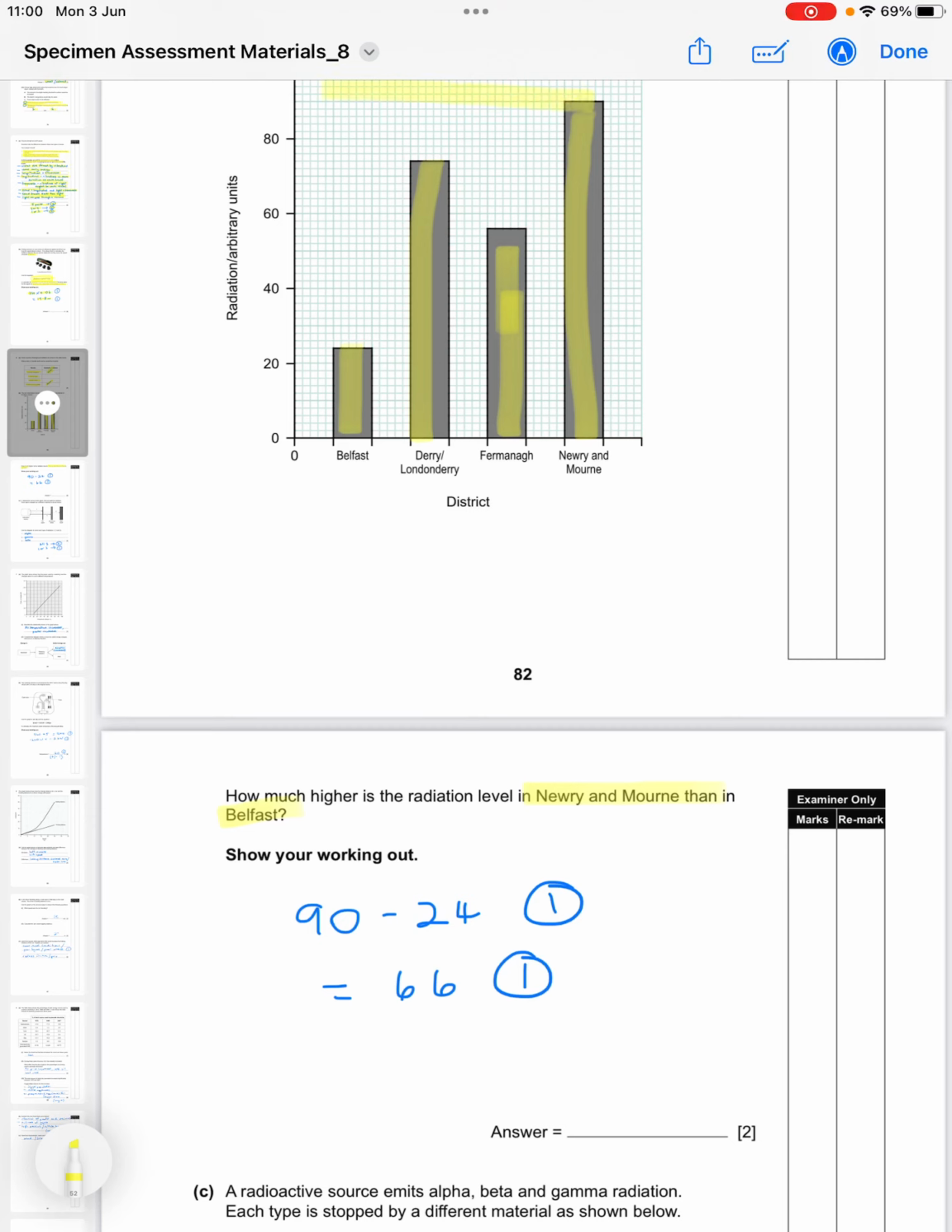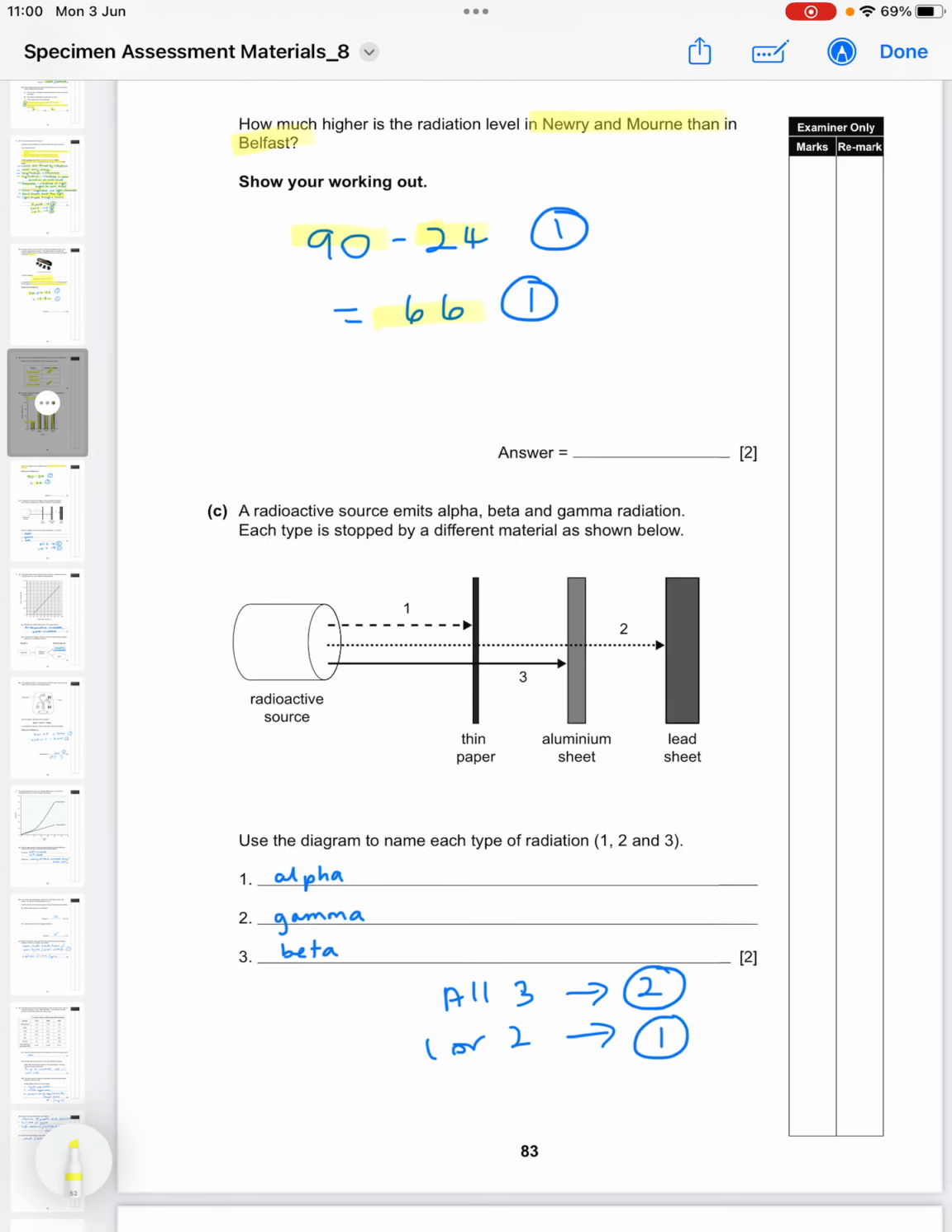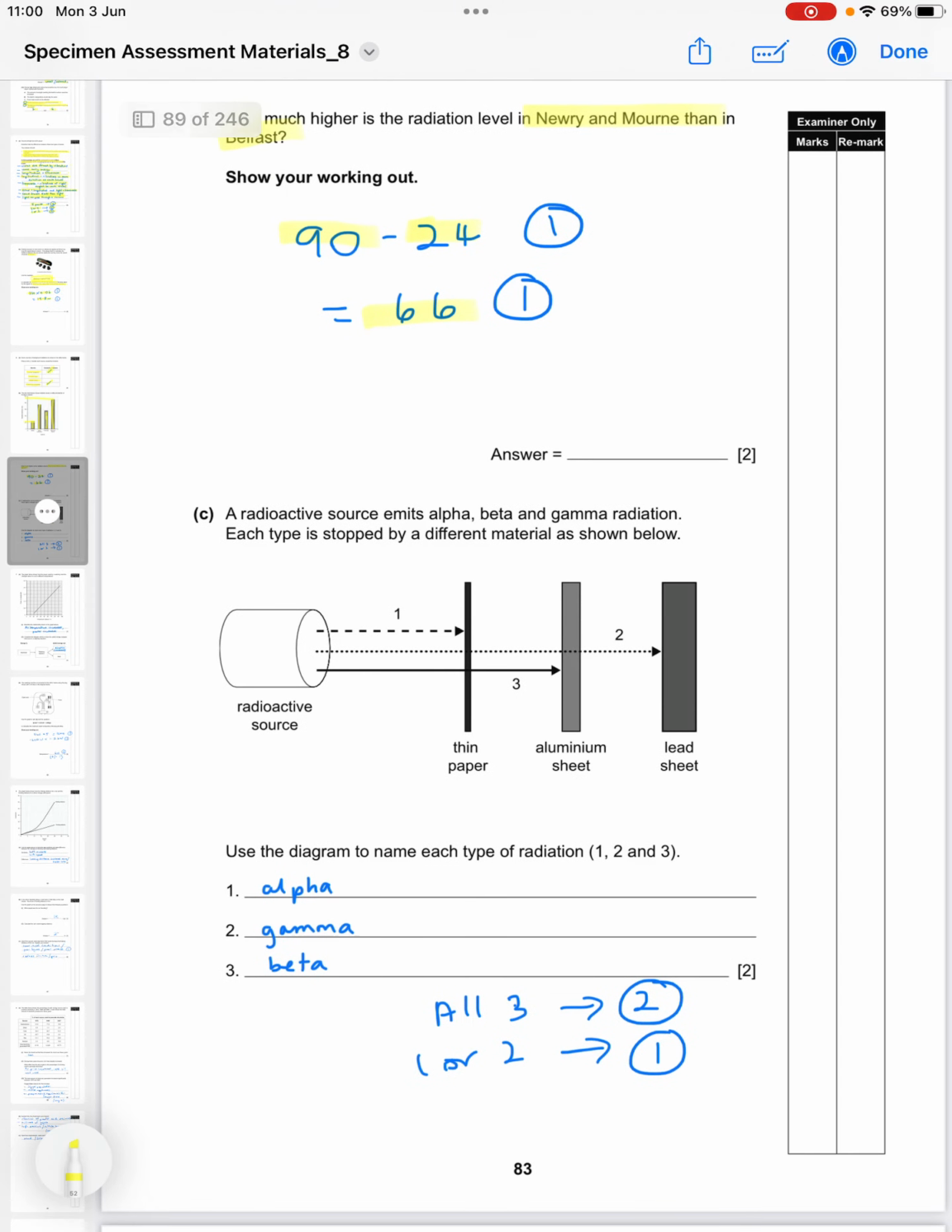So if we look at Newry and Mourne here, we see right off the graph it's 90, and then in Belfast it comes in at 24. So 90 take away 24 is 66. And you don't need to write the units, it's just arbitrary units. But you get 1 for the calculation and 1 for getting the right answer.